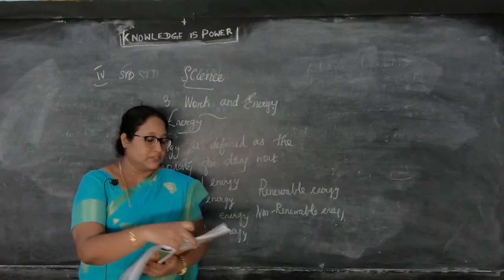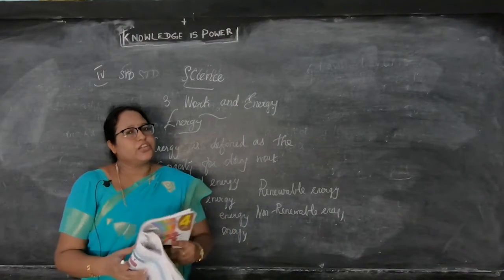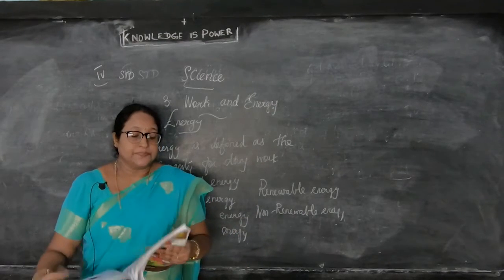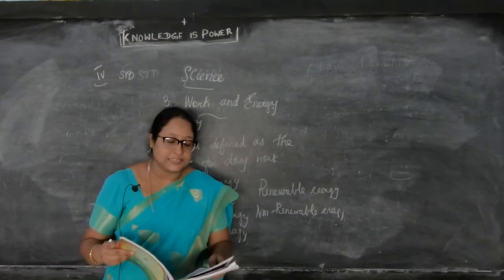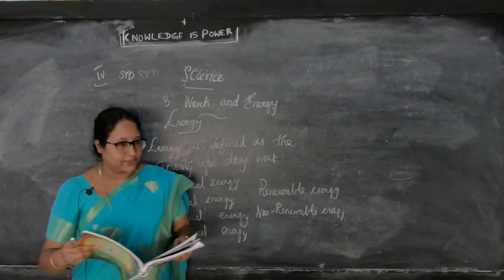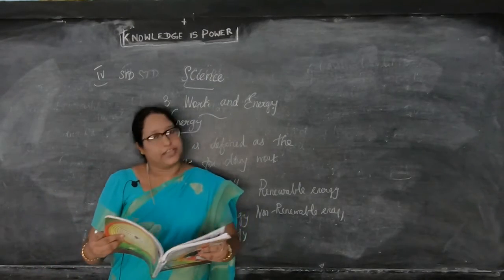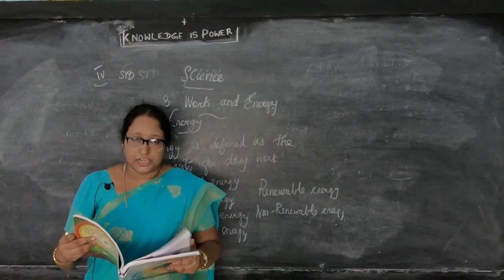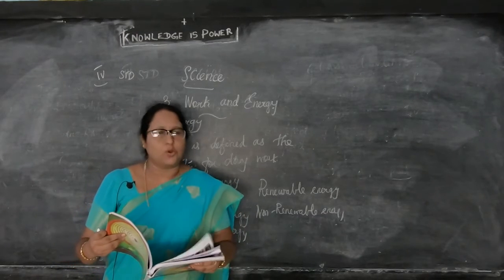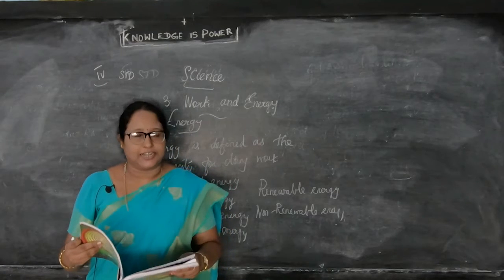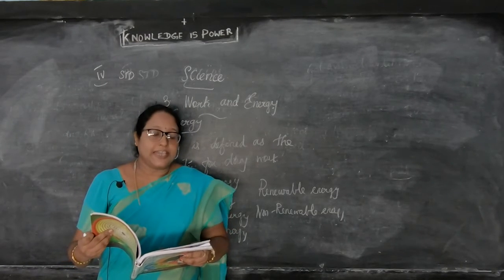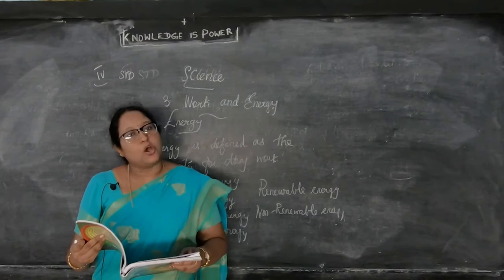Now first we will take the renewable energy. Renewable resources of energy are replaced naturally over a period of time. Replaced naturally means we get it back again, naturally, over a period of time. That is, we can keep using these sources for a long period of time.